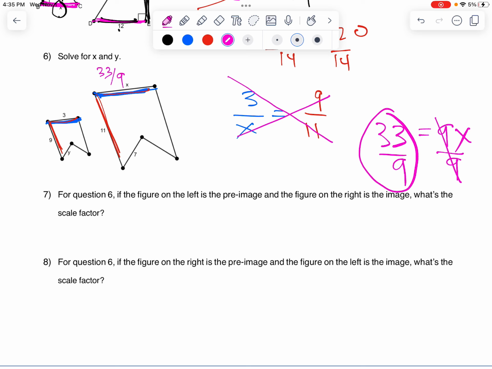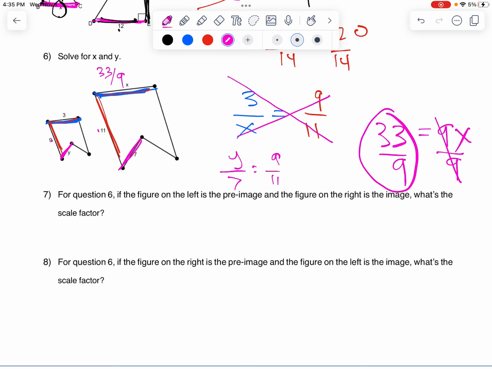Okay, so now you go ahead and do the same thing for y. Okay, so for y, you're going to set this up like this. Y and 7 are in a relationship. So y is to 7 as 9 is to 11. Okay, same thing. Cross multiply, 11y equals 63.